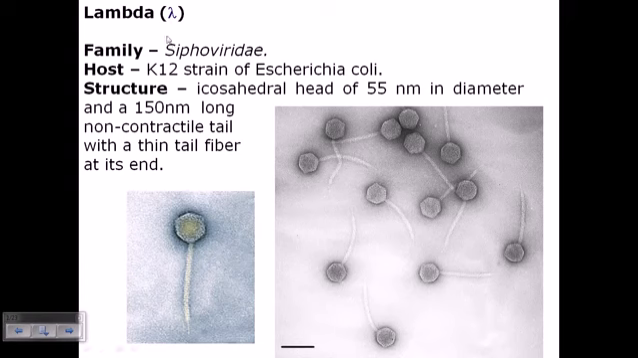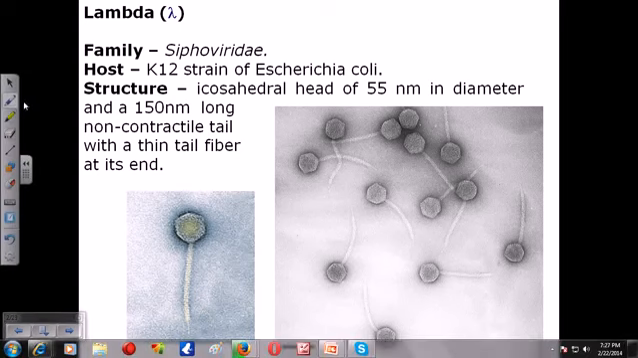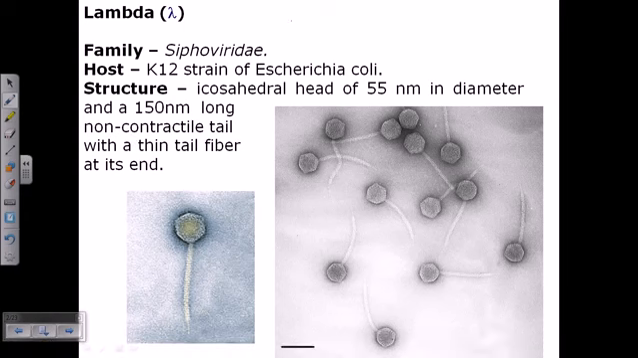So let's begin with the structure. Now lambda is a bacteriophage because it infects bacteria, right? So it's a virus that infects bacteria. Lambda belongs to the family Siphoviridae because its structure resembles a siphon, so we call them Siphoviridae. And the host for this lambda phage is the K12 strain of Escherichia coli.